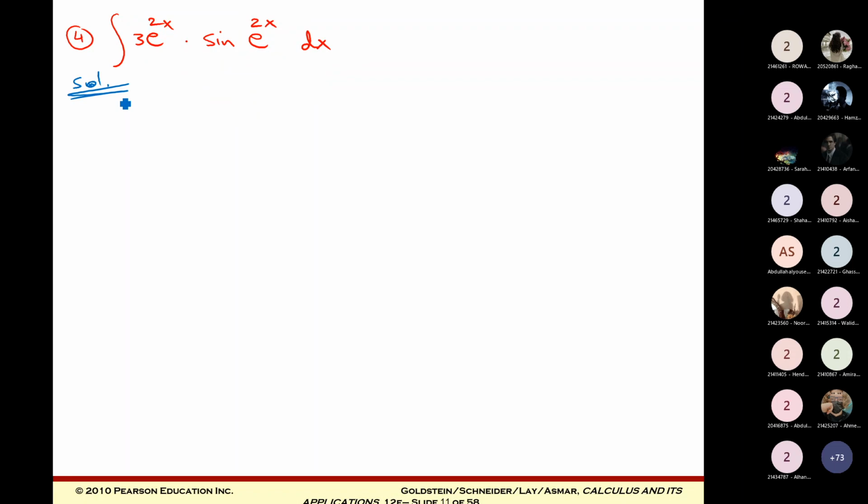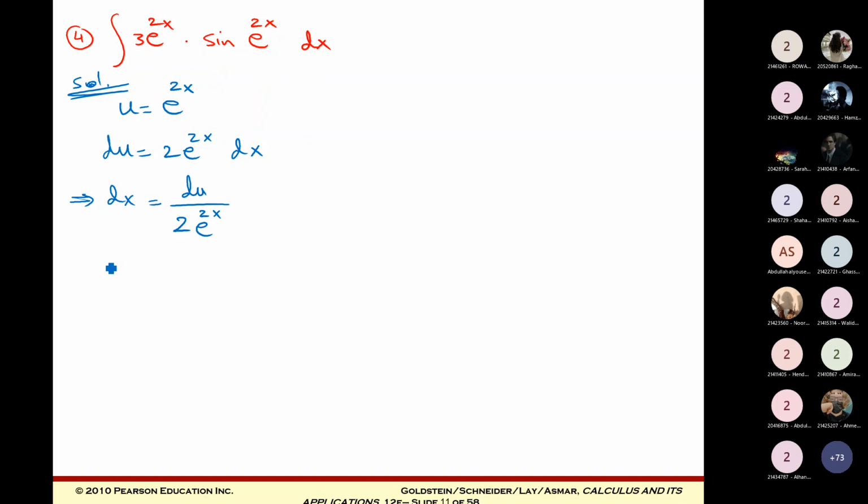Suppose that u equals the angle, e to the power 2x, because the sine is not sine x or cosine x, and we have another function of x inside the sine. So u equals the angle, du equals 2e to the power 2x dx. Now the value of dx equals du over 2e to the power 2x.